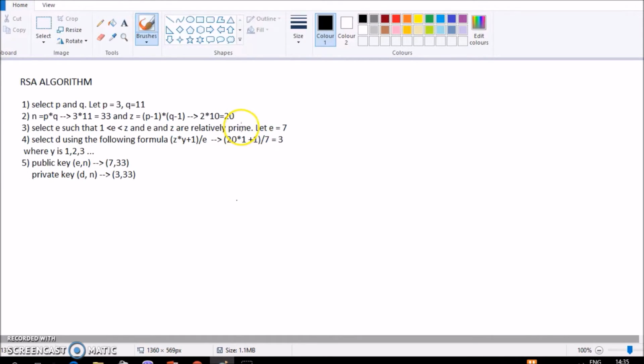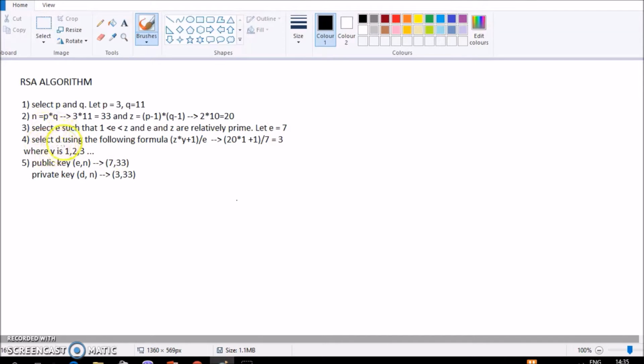Could we have used 5? No, we could not, because 20 divided by 5 is equal to 4, which is an integer value. That means the remainder is 0. It's completely divisible, so we cannot use 5. For our example, let us stick with E is equal to 7.